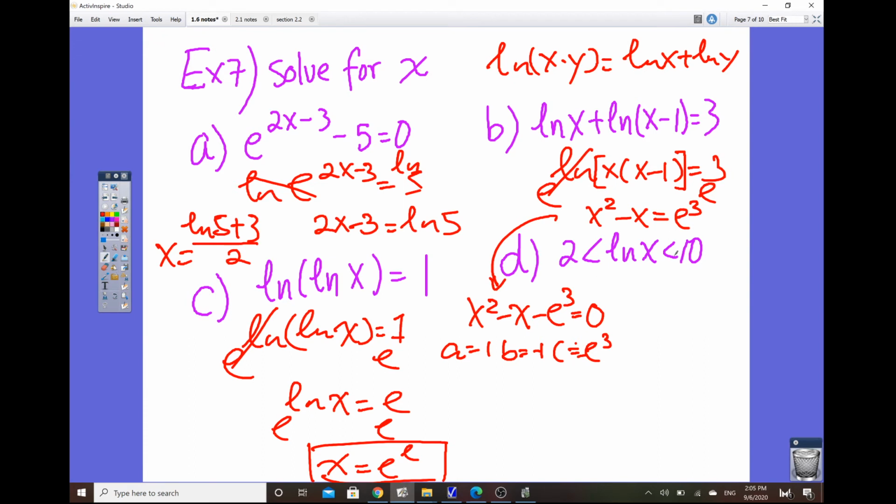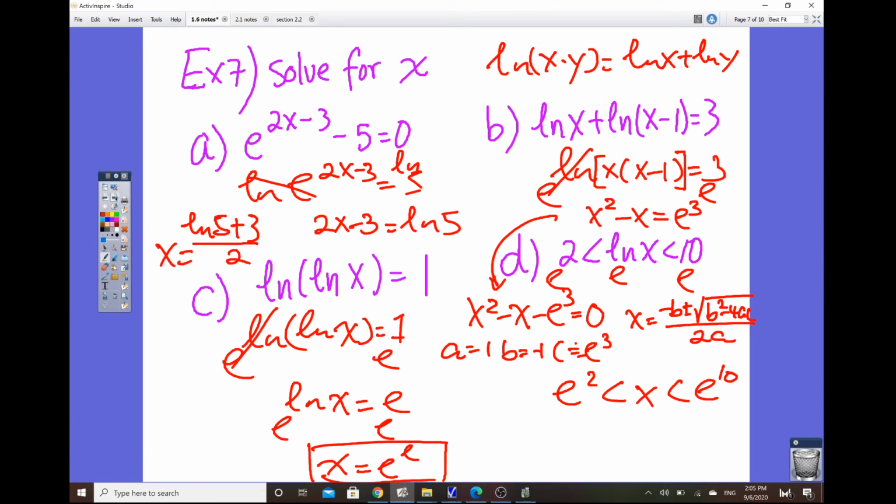And now what about the inequality? For the compound inequality, we just want to take base e for each term: the one on the left, the one here in the middle, the one on the right. So we have e squared less than x, less than e to the power of 10. That's it. So again, for b, you want to use the quadratic formula for this, which is negative b plus or minus the square root of b squared minus 4ac, all over 2a. So we can finish that one.